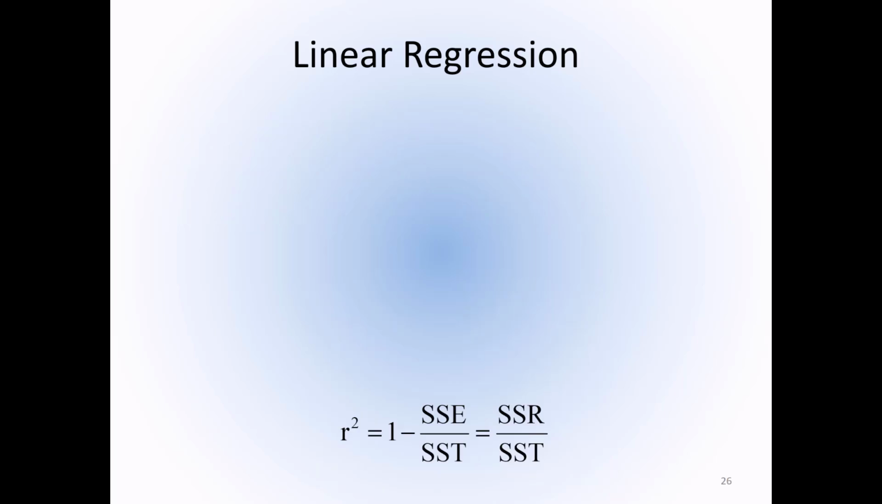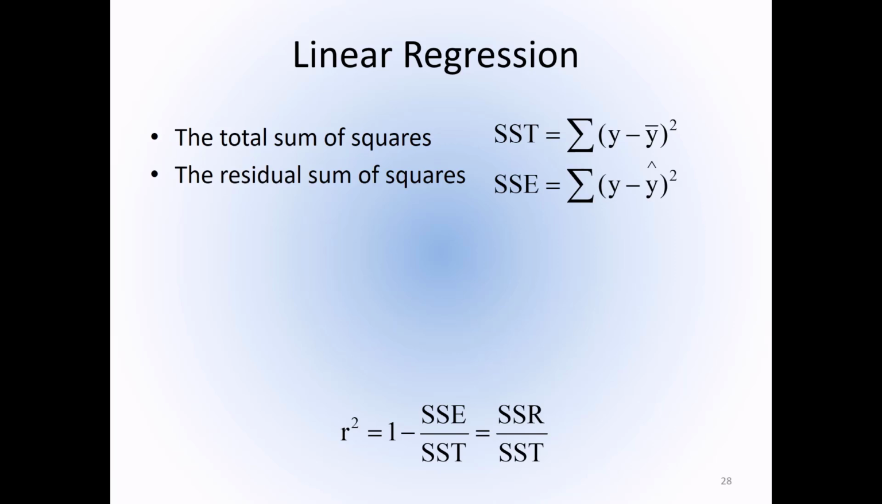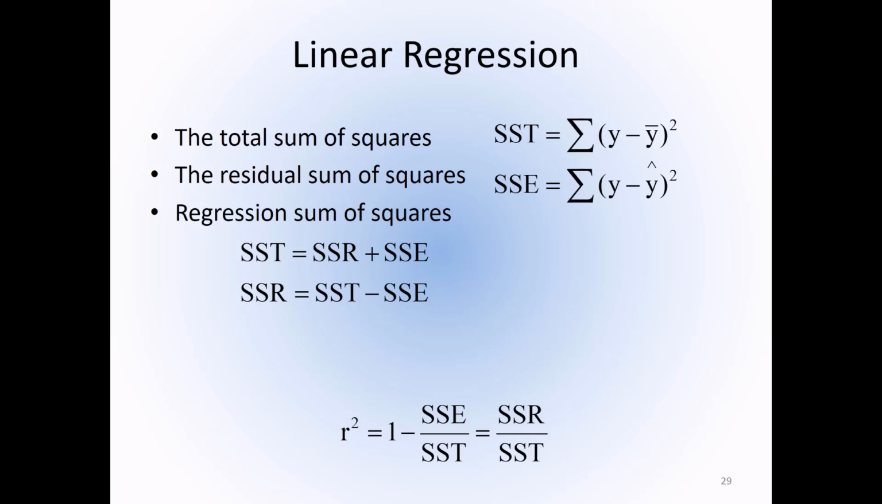So how do we go about calculating r-squared? Well, in order to do so, we need to calculate several different sum of squares terms. So we need to calculate the total sum of squares for our respective data. We need to calculate the residual sum of squares of our data, and this is equivalent to the within groups sum of squares for ANOVA. And then we also need to calculate the regression sum of squares. So if we know 2 of the 3 of these, we can calculate the other, just like with ANOVA.